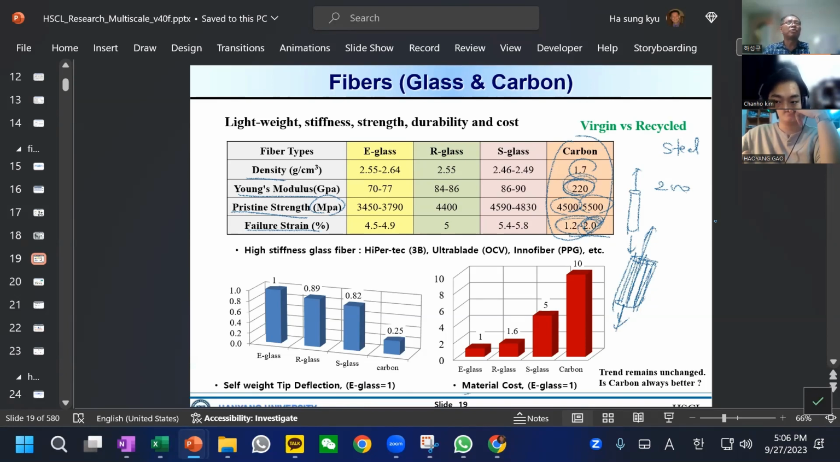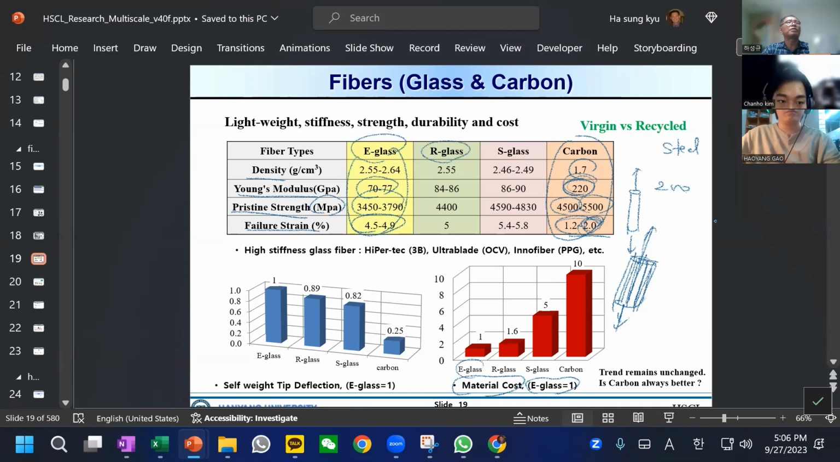Now here, the material cost compared to E-glass. Glass is a very standard glass. Their material property is good, but relatively the stiffness is low and the strength is low. But the good thing is that the failure strain is large. It means that you can extend before the failure.